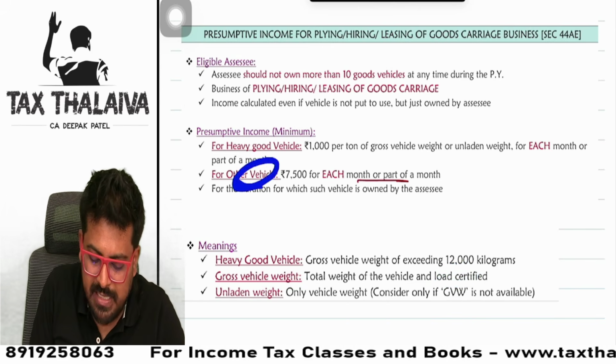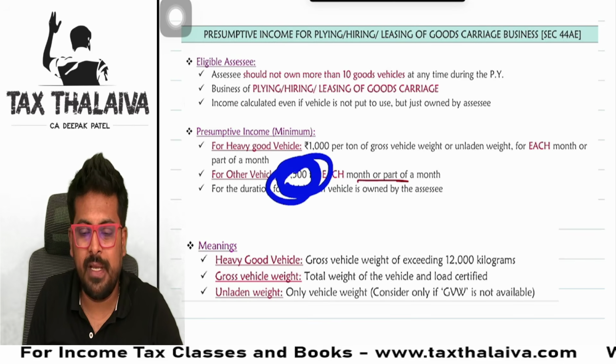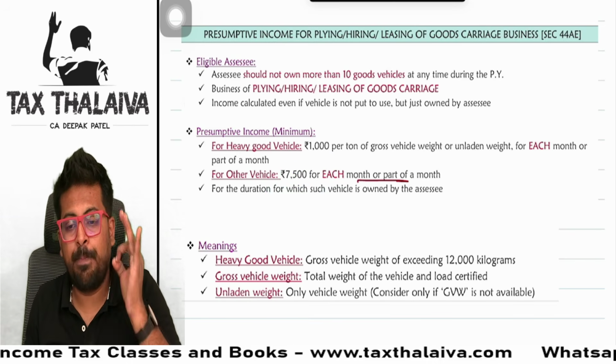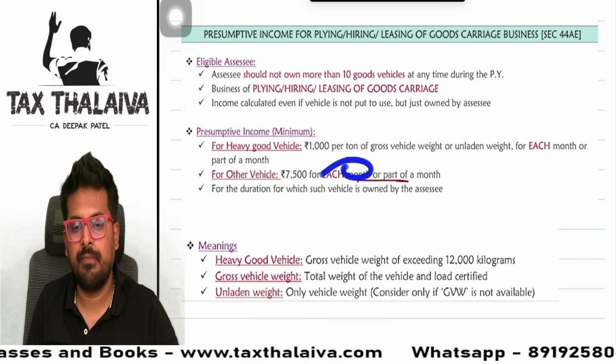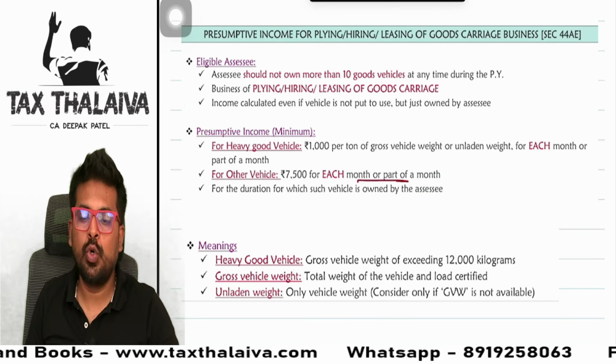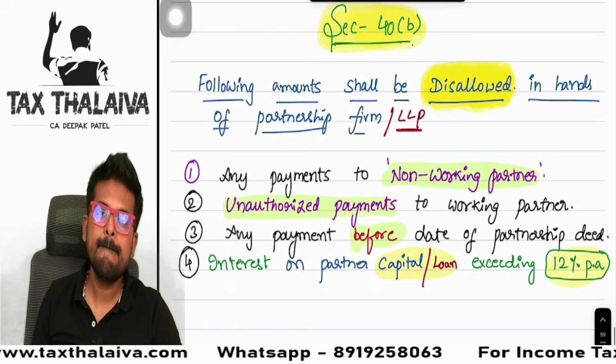And if it is any other vehicle, meaning other than a heavy goods vehicle, you have to offer straight away 7,500 rupees per vehicle per month. This is per vehicle per month. This much if you offer, good enough. No need to maintain any books of accounts. No need to get books of accounts audited.